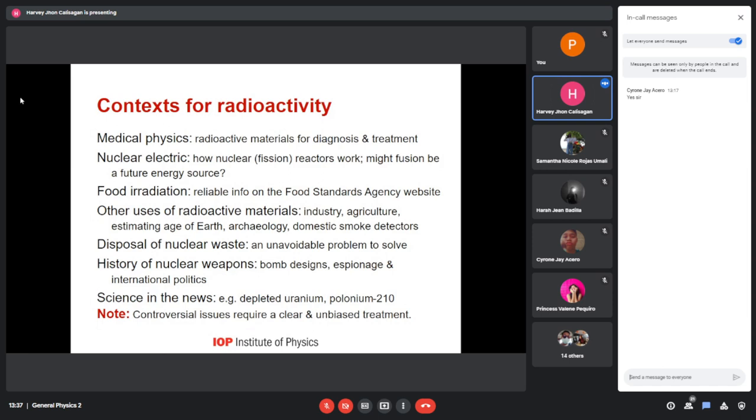For nuclear electric, in chemistry, we have a discussion about the role of radiation in nuclear plants, or the role of radiation in nuclear activities. Now, nuclear electricity is made through either fission, by the use of a fission reactor, or fusion. How can we create nuclear power or nuclear electricity?